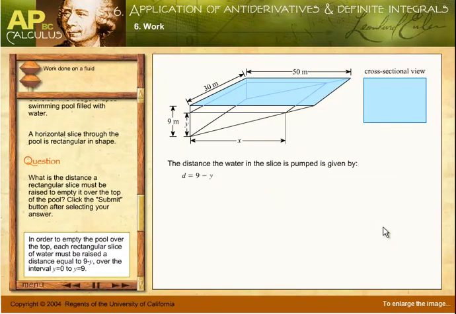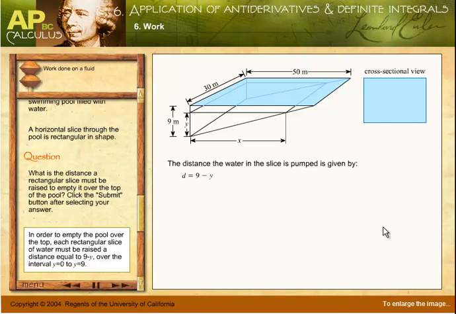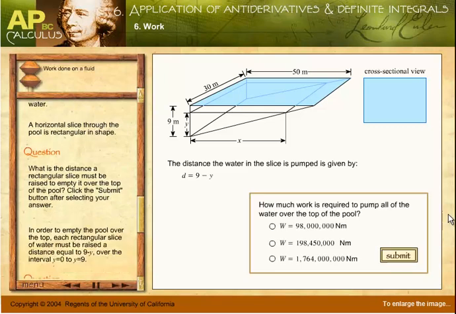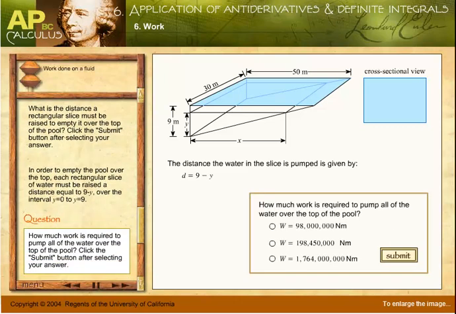In order to empty the pool over the top, each rectangular slice of water must be raised a distance equal to 9 minus y over the interval y equals 0 to y equals 9. How much work is required to pump all of the water over the top of the pool? Click the Submit button after selecting your answer.